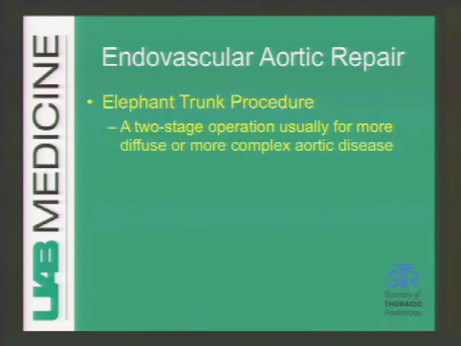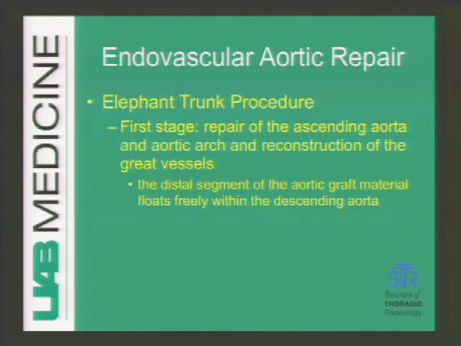Briefly on the elephant trunk procedure, we saw a picture of that a little while earlier. This is a 2-stage operation for more diffuse or complex aortic diseases. People that have both ascending and descending disease or arch and descending thoracic aortic disease may undergo an elephant trunk procedure. The first stage is a repair of the ascending thoracic aorta, an aortic interposition graft, and an arch reconstruction. With the graft that they put in, they leave the distal portion of the graft kind of floating freely in the proximal descending thoracic aorta.